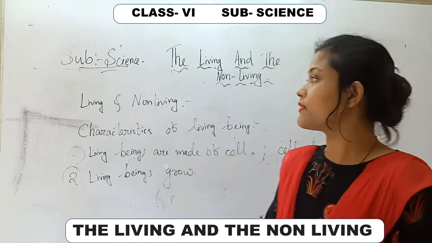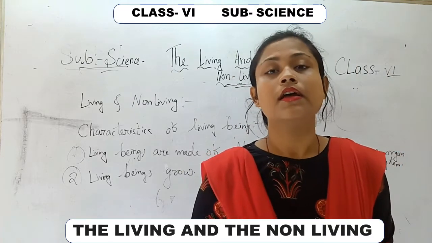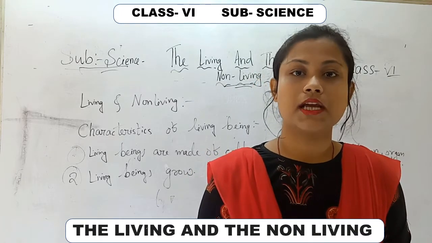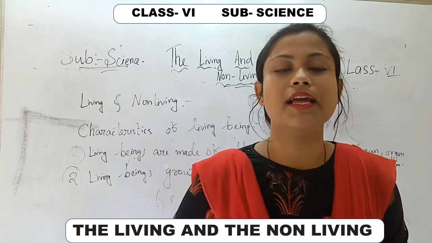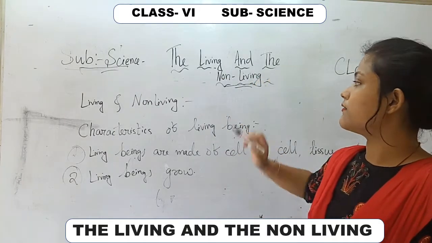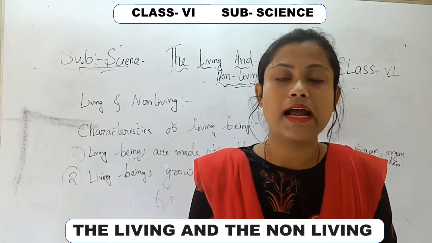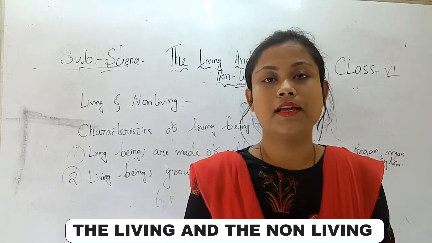And the non-living beings. What are non-living things? The things which are not alive, like chairs, tables, desks, benches, clothes. These are all non-living things. Okay, so as the name of the chapter is the living and the non-living, in this chapter we will discuss a similarity and some of the dissimilarities that living and non-living things have.